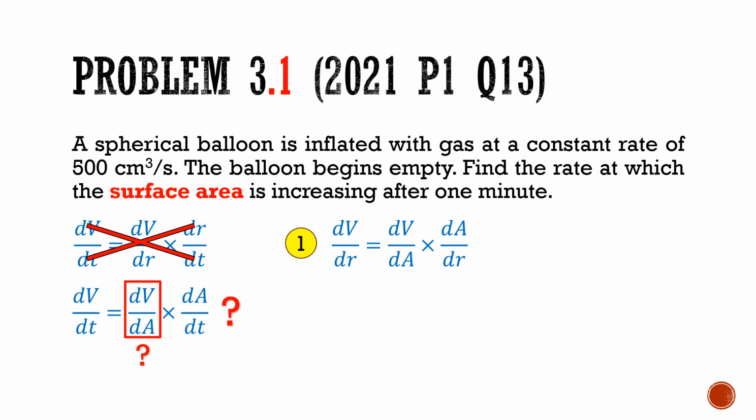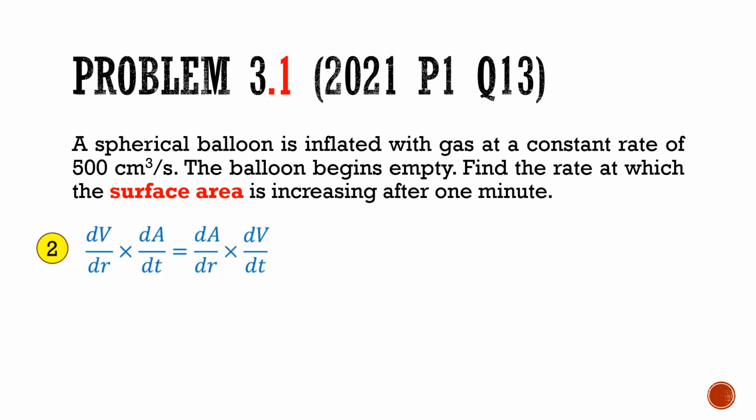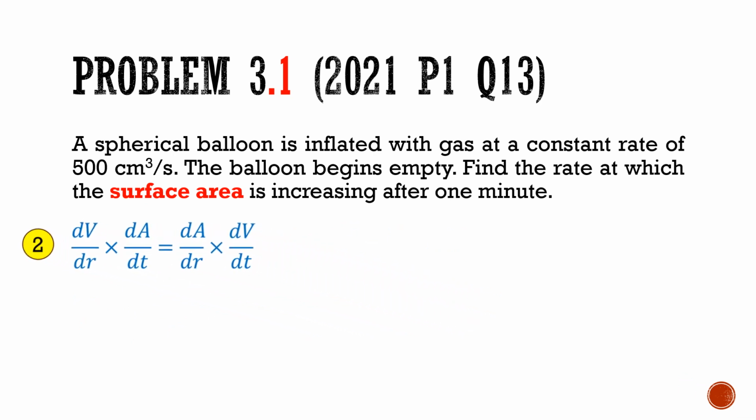Instead, I want to focus on this second method, and that is to consider the product of dV/dr times dA/dt. It turns out that we can swap the numerators. The limit will still hold, and we get a new version of the chain rule, and this is the method I wish to go through. So first we can plonk in the rate of change of volume, the dV/dt. It's still 500 cm3 per second.